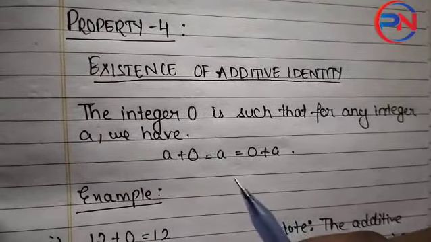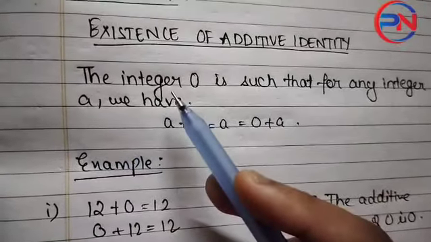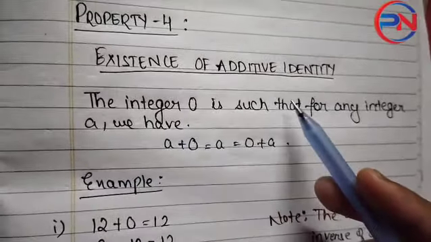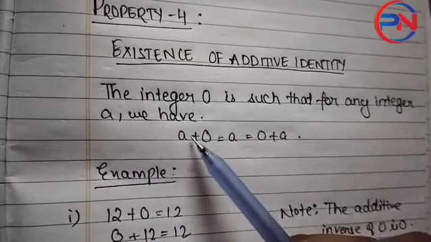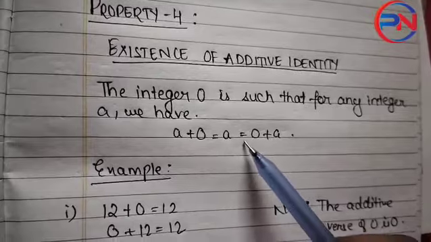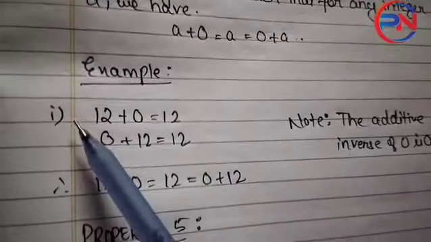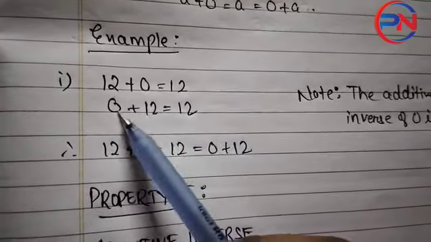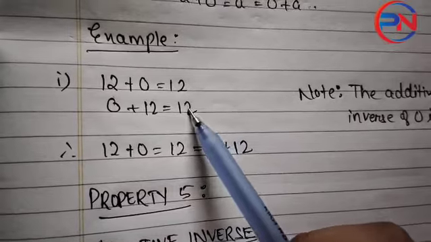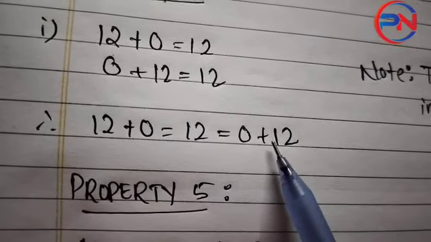Property 4. Existence of additive identity. The integer 0 is such that for any integer a, we have a plus 0 is equal to a is equal to 0 plus a. For example, 12 plus 0 is equal to 12, 0 plus 12 is equal to 12. So 12 plus 0 is equal to 12 is equal to 0 plus 12.